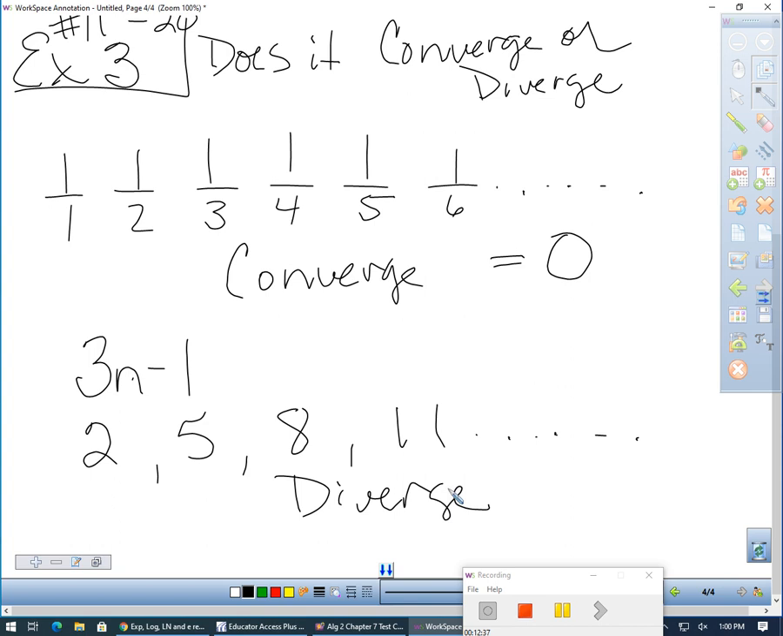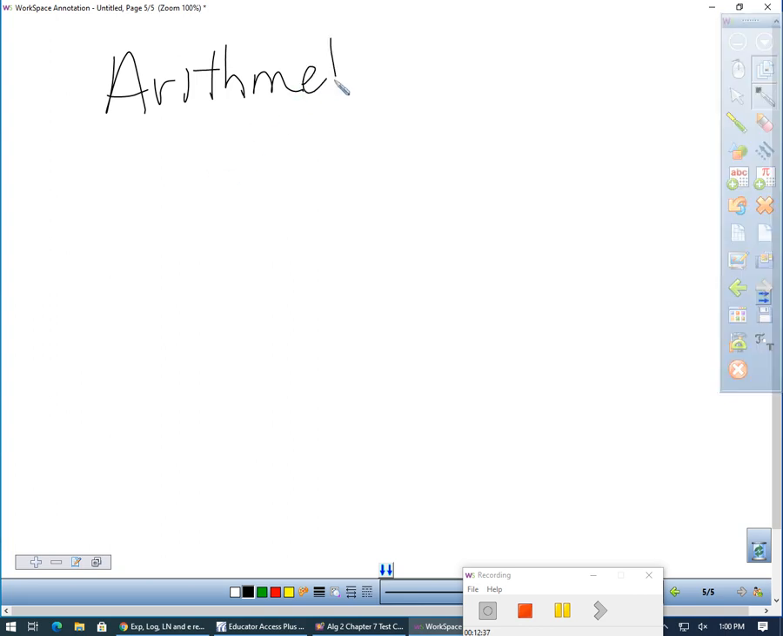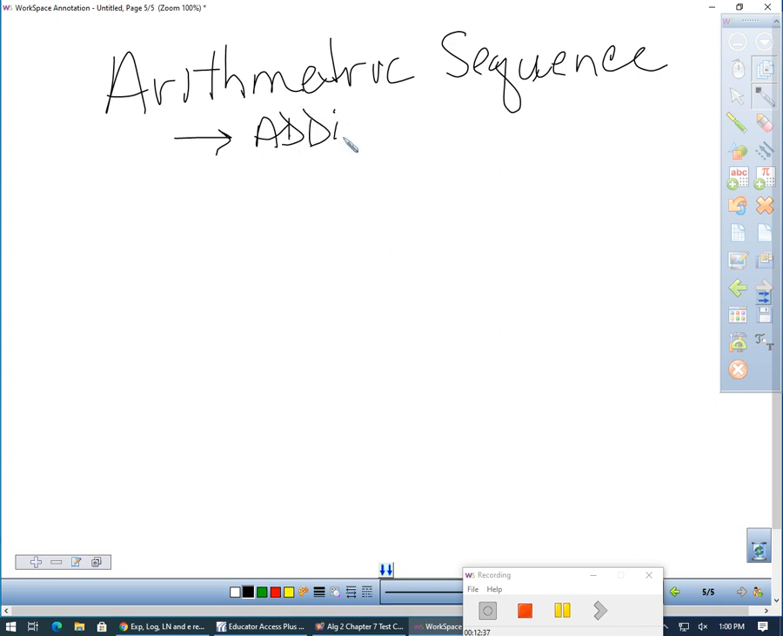Alright, next part. I want to talk about 2 different types of sequences we can have. I'm almost done. When we talk about the types of sequences, we have arithmetic. Make sure I spell that right. That's an E in there. Sequence. Which means that I'm adding the same number each time.